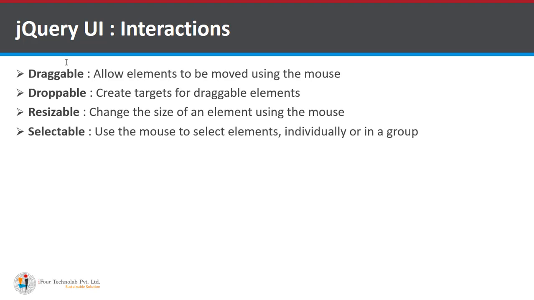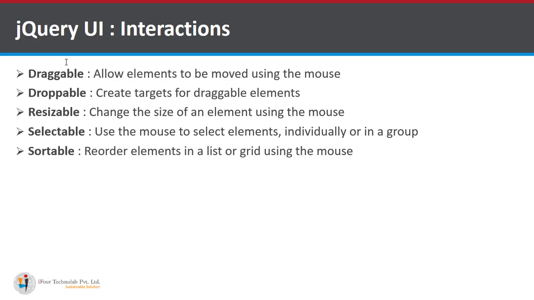Selectable uses the mouse to select elements individually or in a group. Sortable reorders the elements in a list or a grid using the mouse.